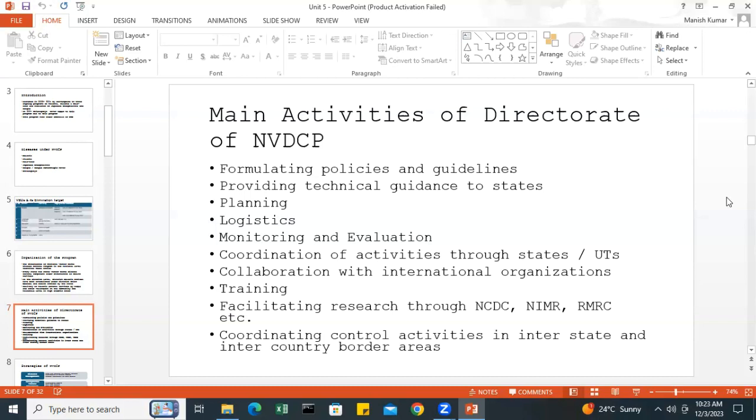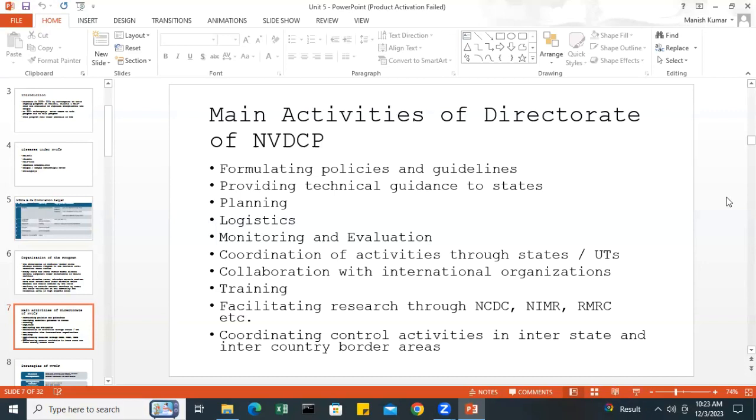They are also involved in coordinating activities throughout states and union territories, and in collaboration with international organizations like WHO and the UN. Whichever organizations or technical bodies there are, like the Global Fund. The Global Fund is a Geneva, Switzerland-based organization that gives international funding to different countries. In India, they provide funding for AIDS, TB and malaria. So malaria is one of their priority areas. They involve those organizations in coming up with guidelines and policies, or in giving technical trainings.